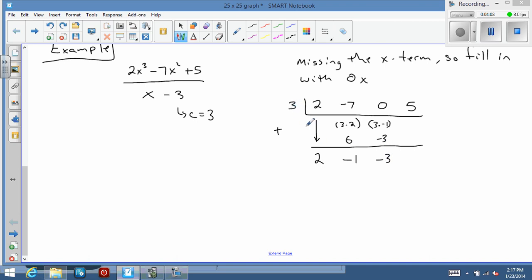We go back to the 3 up here to multiply by the negative 3. And 3 times negative 3 is negative 9. So we're adding 5 plus negative 9. That is negative 4. Remember, this last number right here is the remainder. So now these are coefficients of our quotient, our q of x.